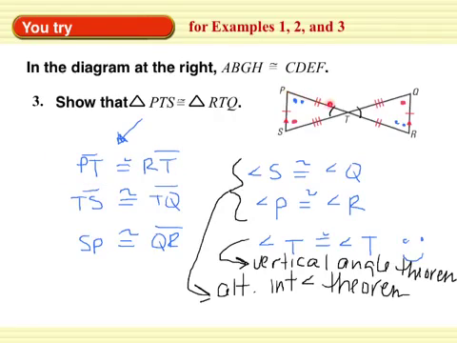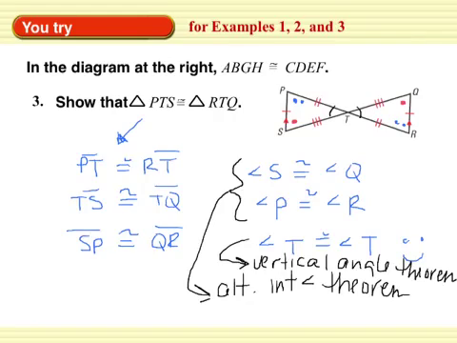PT and RT both have 2 tick marks, so I can say they're congruent. TS and TQ both have 3 tick marks, so I can say they're congruent. SP and QR both have 1 tick mark, so I can say they're congruent. So that one's pretty easy.